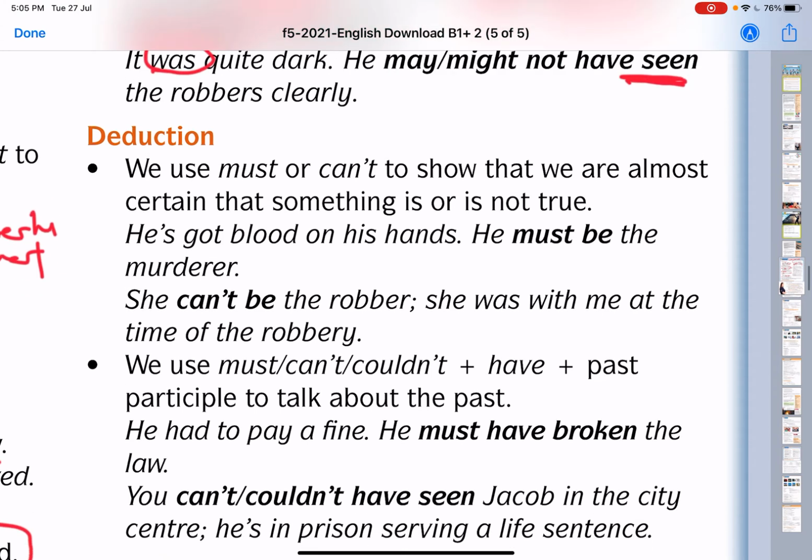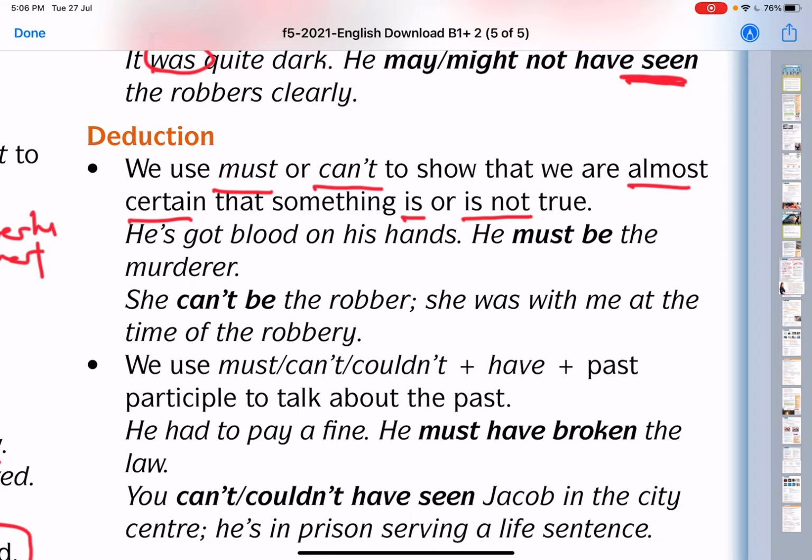Deduction. Okay, as I said just now, deduction is something like making conclusion or buat kesimpulan. We use must or can to show that we are almost certain. Apa maksud almost certain? Almost certain maksudnya kamu hampir-hampir pasti yang benda tu betul atau benda tu tidak betul. So is or is not true.